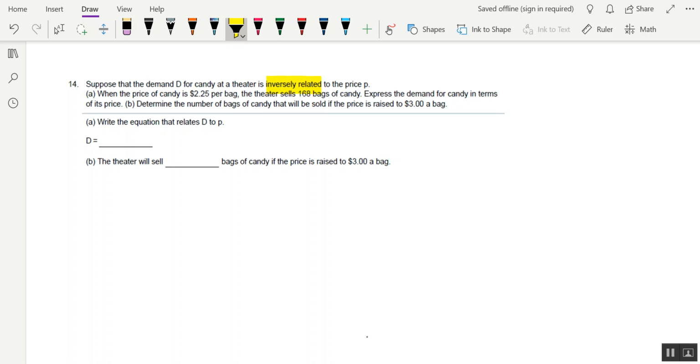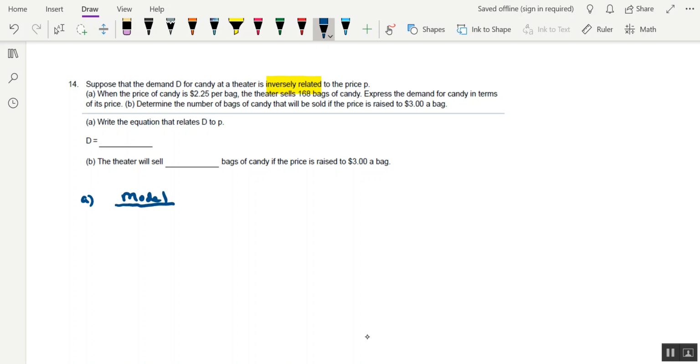And then for part B, it wants to know the number of bags of candy that will be sold if the price is raised to $3 a bag. Alright, so let's get rolling with part A's solution. I'll do this in kind of a conveyor belt type process. The first thing that I would encourage you to do is just to come up with a general formula for your model.